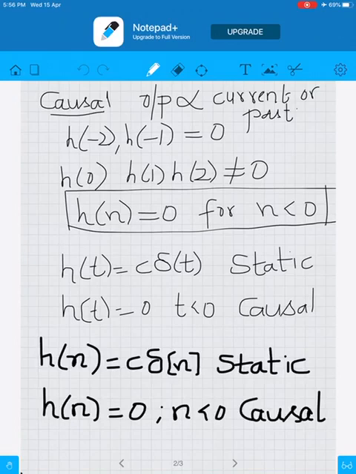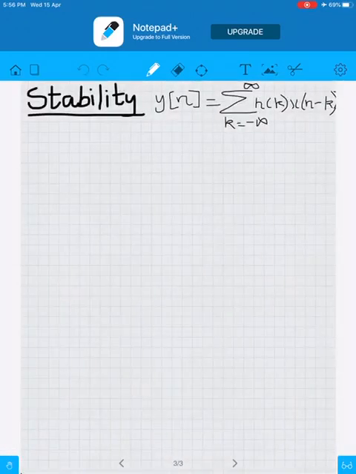And if h of t is equal to 0 for t less than 0, then the system is said to be causal. If it doesn't satisfy this condition, the system is said to be non-causal. Similarly, for a discrete time system, we said that if h of n is of the form c into delta of n, then the system is said to be static. And if h of n is equal to 0 for n less than 0, the system is said to be causal.